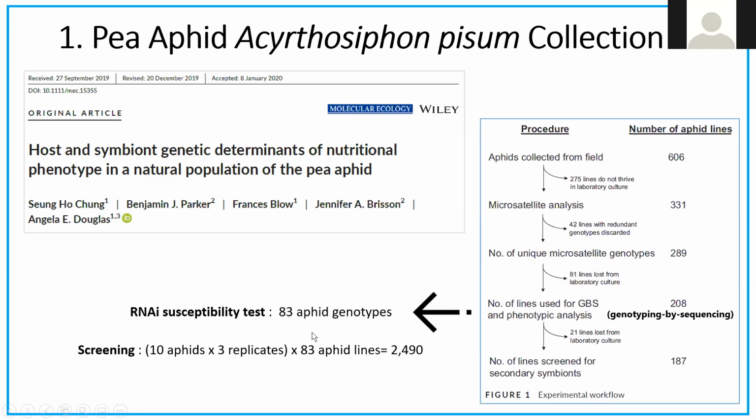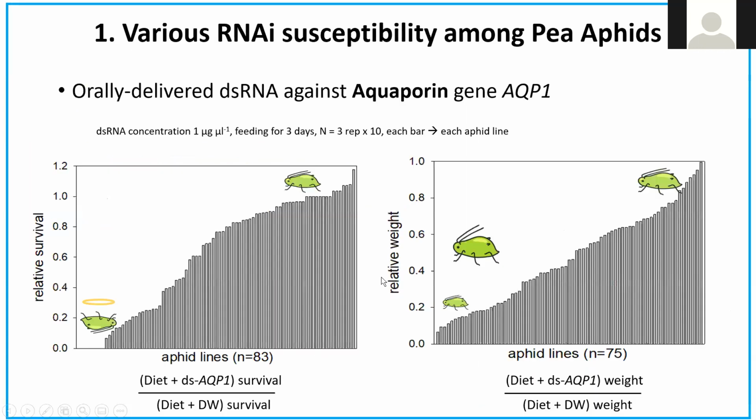So we use a lot of aphid. So here is the data. We orally delivered aquaporin dsRNA for 3 days, with water used as a control. One of the left figures shows the relative survivor, which comes from this formula: the aquaporin knockdown survivor over the water treatment.